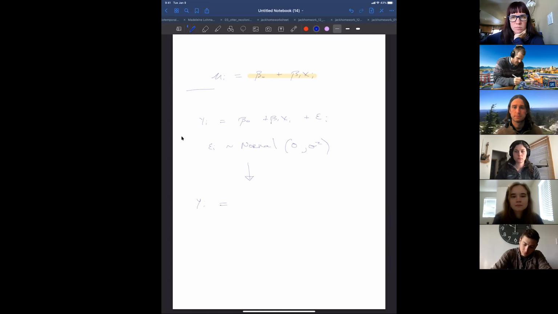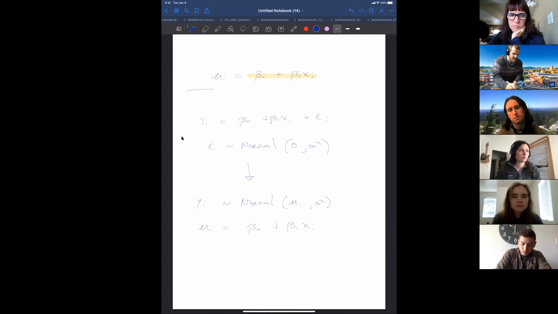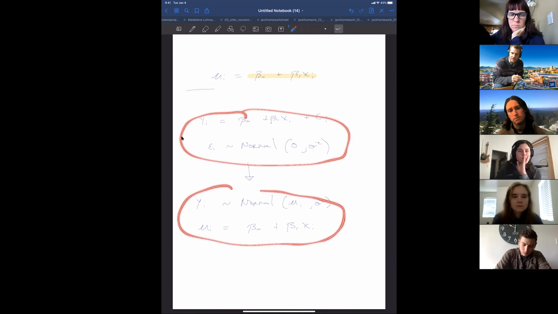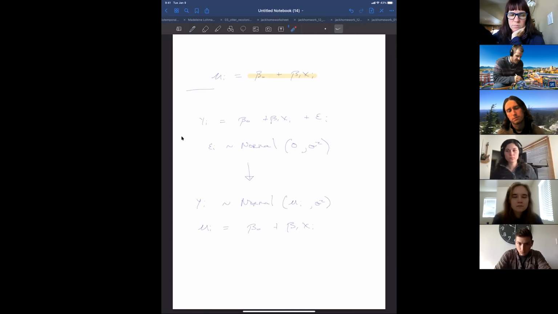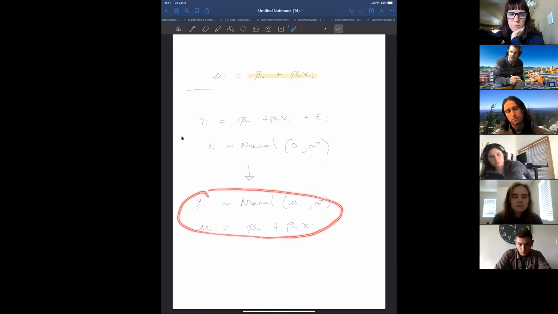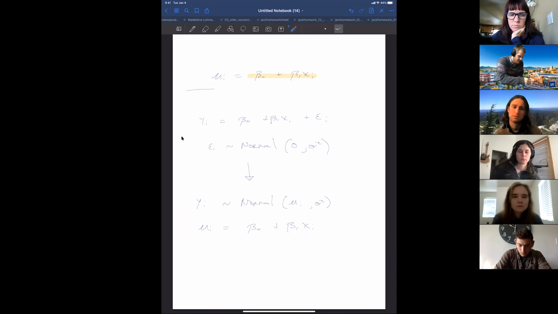So let's say yi comes from a normal distribution with mean mu i and variance sigma squared, and mu i equals beta 0 plus beta 1 xi. Last time I talked about how these are equivalent ways of writing out the exact same function. We're going to use this just because it translates over to our Bernoulli regression a little easier.